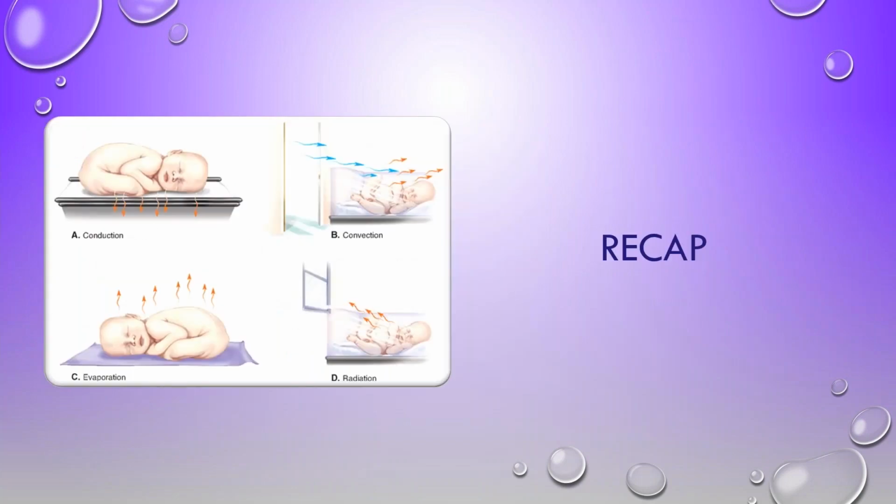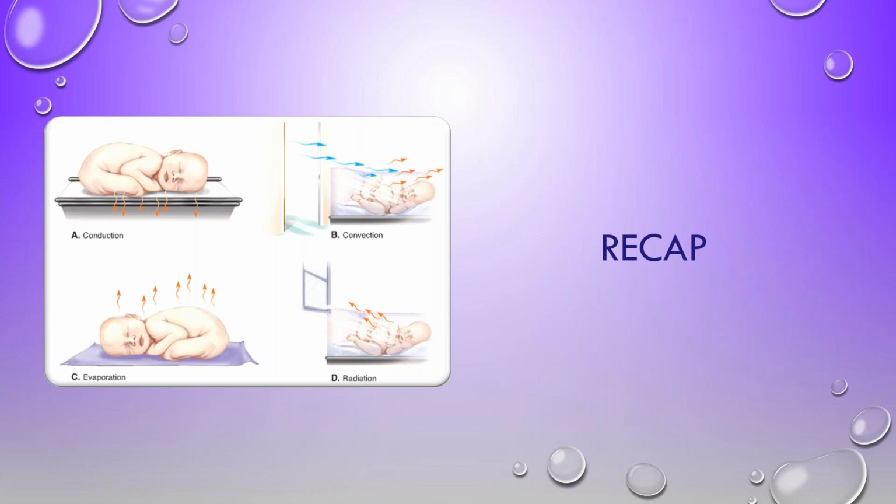So let's just recap, because one of the biggest issues that we find with regards to neonatal resuscitation is that when the babies start losing their heat fast, they don't respond to resuscitation as they should. So let's just run through the 4 ways they lose their heat: through conduction. So putting them on a cold surface is a problem.